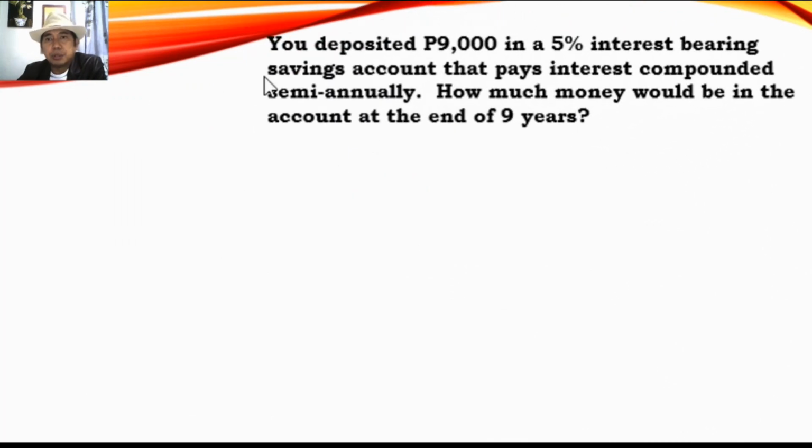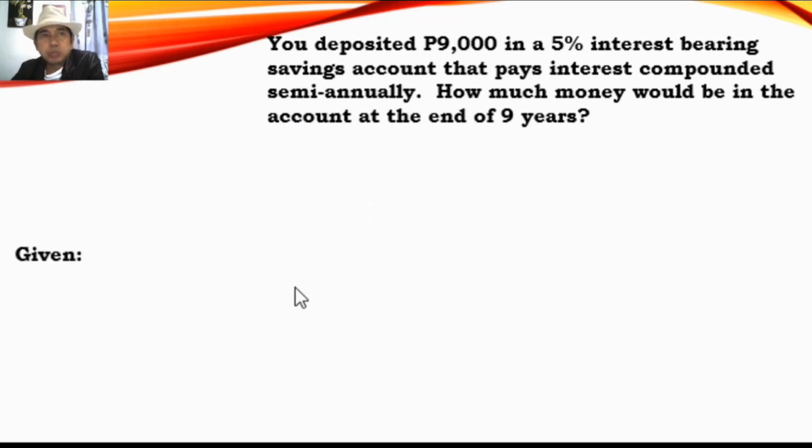Let's try to see one example. If you deposited 9,000 pesos in a 5% interest-bearing savings account that pays an interest compounded semi-annually, how much money would you have in the account at the end of 9 years? Meaning to say, the interest, which is 5%, occurs twice in a year, semi-annually. So that is the meaning of the mode of conversion.